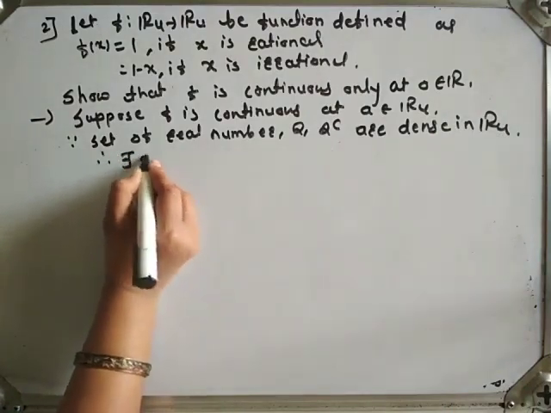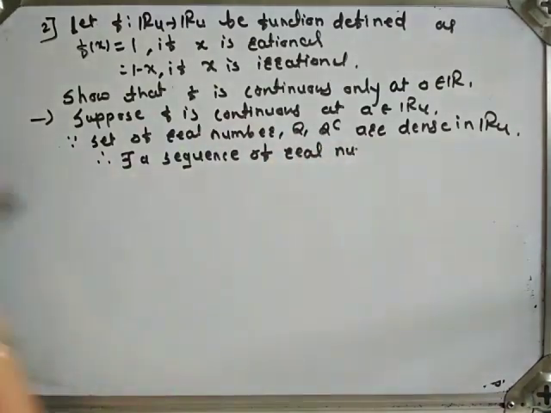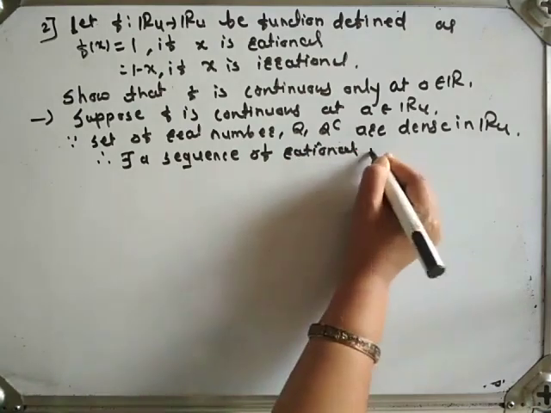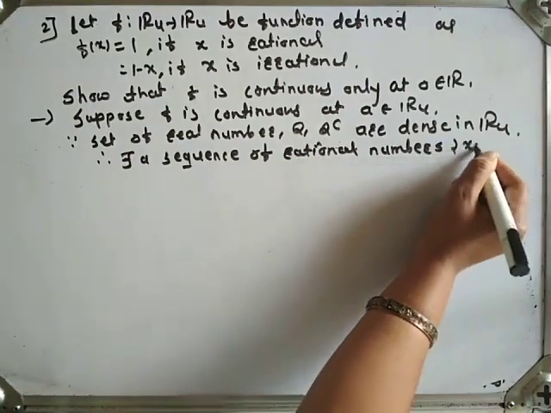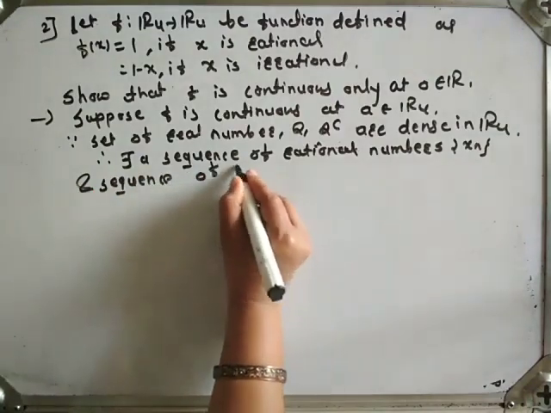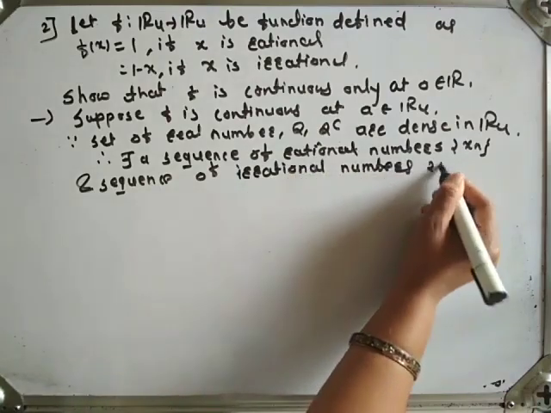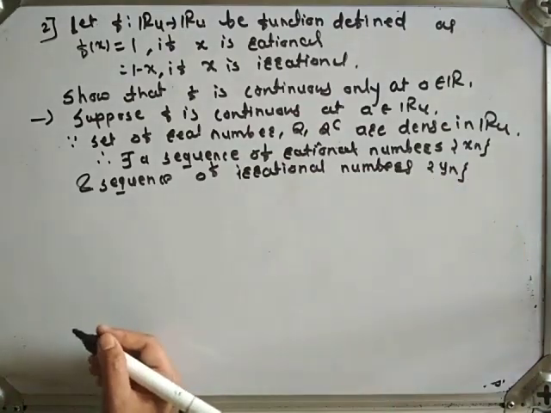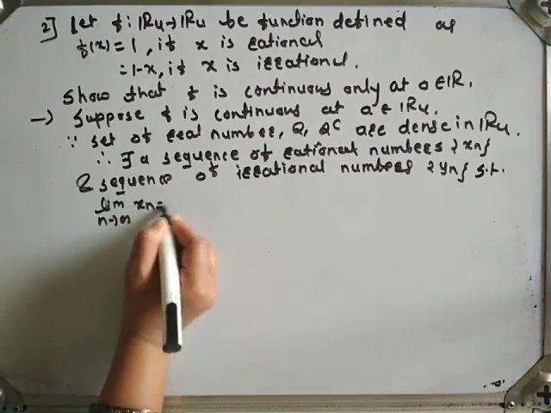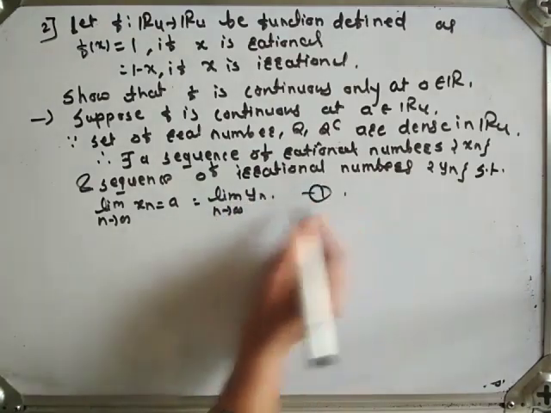therefore there exists a sequence of rational numbers xn and a sequence of irrational numbers yn such that limit n tends to infinity xn is equal to a, which is equal to limit n tends to infinity yn. Call this equation number 1. Okay.